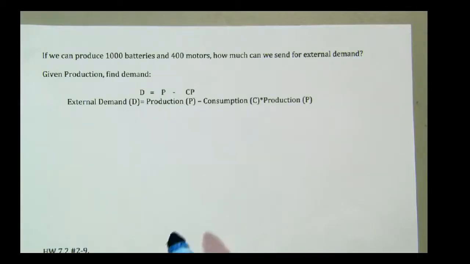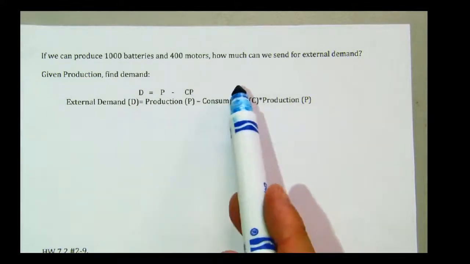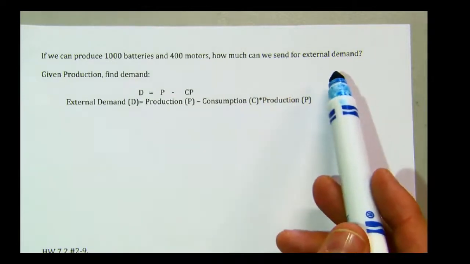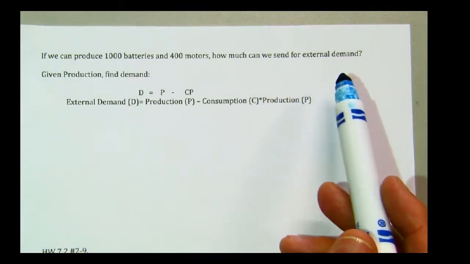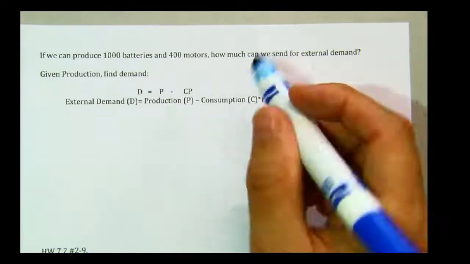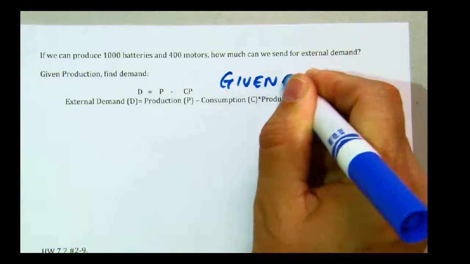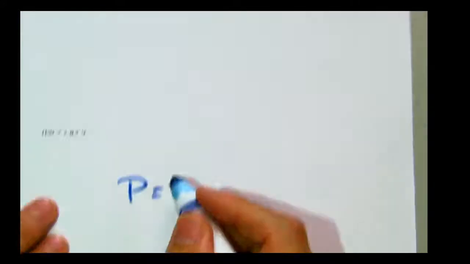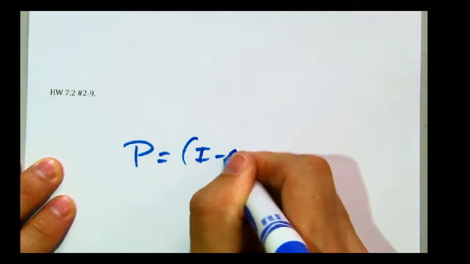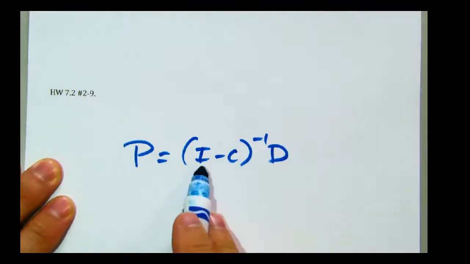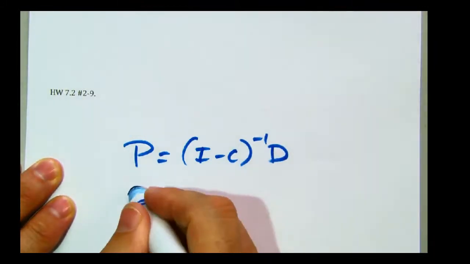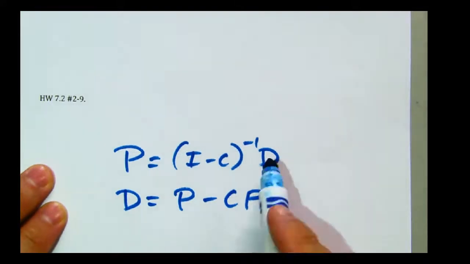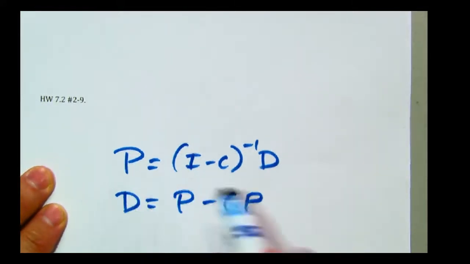Now on the second side of the note, if we can produce this much, what we want to do is find out how much we can get for external demand. We want to make sure that we can meet the needs of our customers. So we're going to use this formula right here. Remember that this is given P, find D. So there are really two formulas that you have here. Production is equal to identity minus C inverse times D, and the other one is D is equal to P minus CP. You just have to make sure that you use each one respectively. This is finding production, this is finding demand.